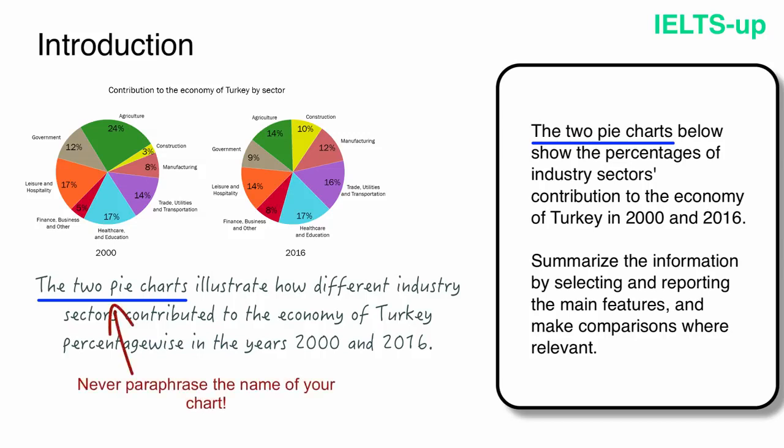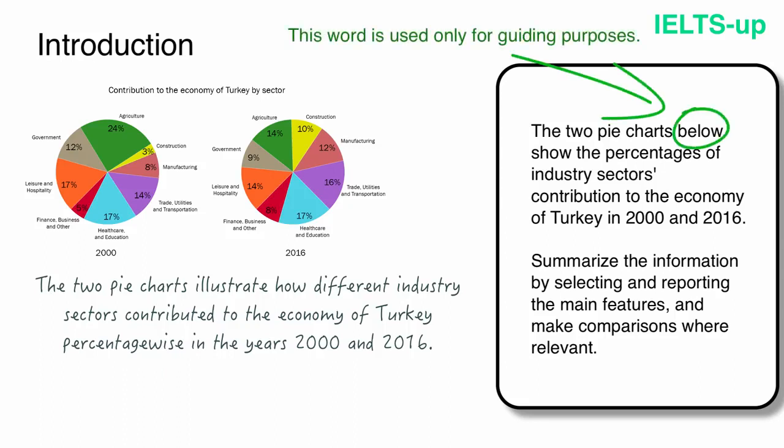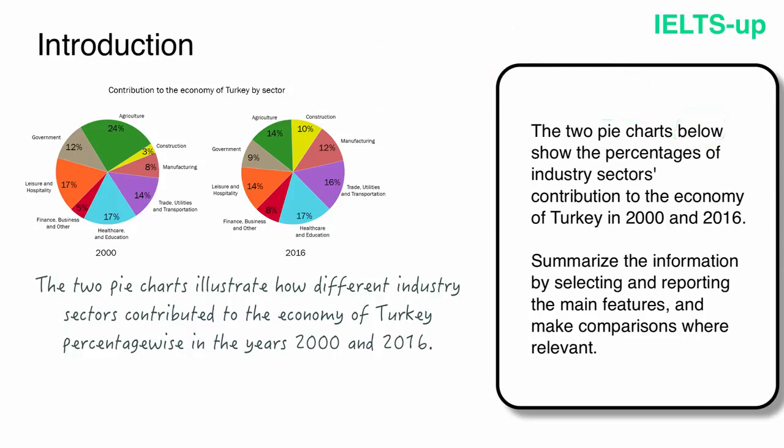You can notice that I did not change the name of the chart, and you also should never paraphrase the name of your chart. If you get a map, write map. If you get a table, write table. And if you get a graph, write graph. So I also kept the same expression, the two pie charts. After that comes the word below. This word is used only for guidance purposes, and since the examiner won't see a chart below your writing, you can just skip it. Next we have the verb show.